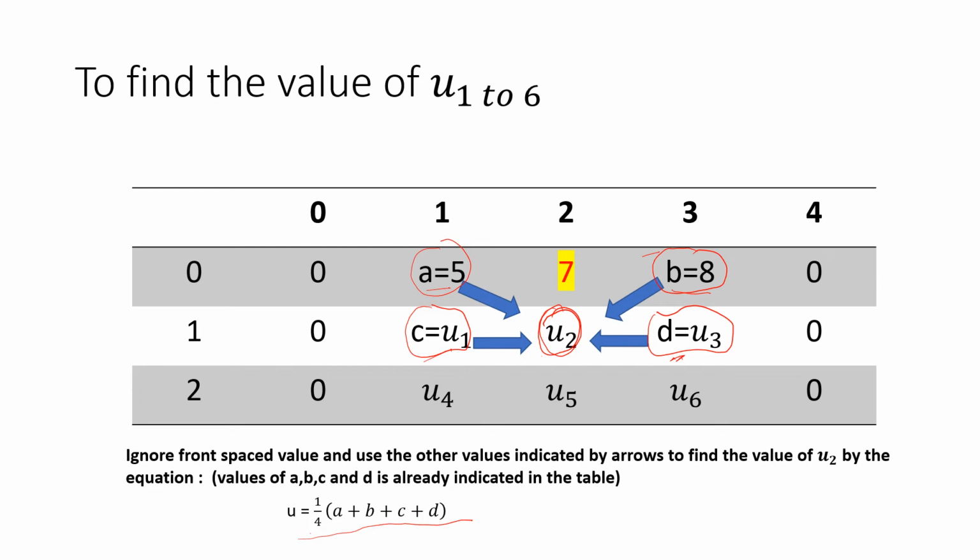So you put the value of a, this will be 5. You put the value of b, this will be 8. You put the value of c, which is the unknown u1, and you put the value of d, which is the unknown u3. So this will give you u2.